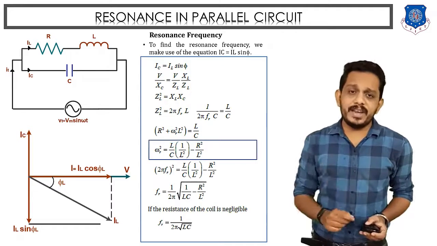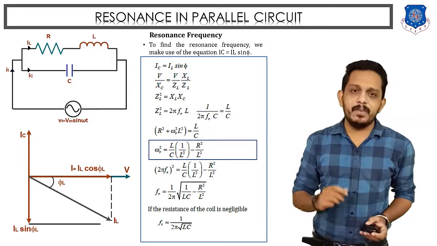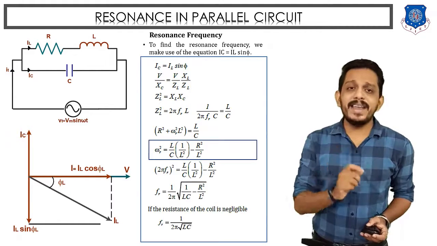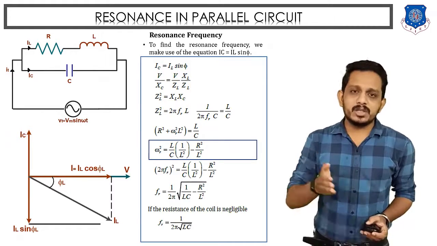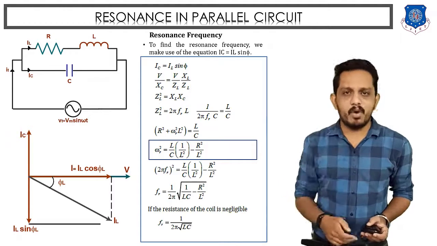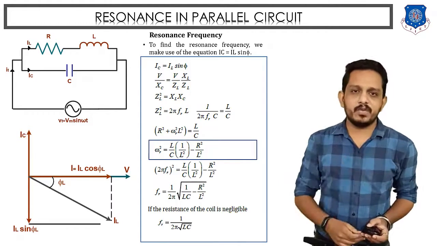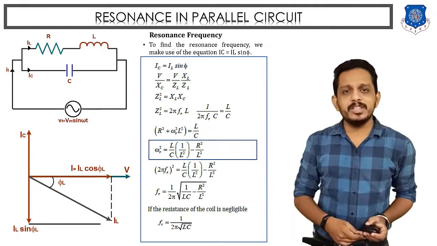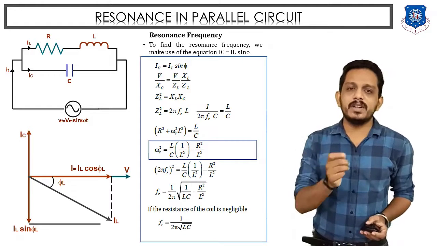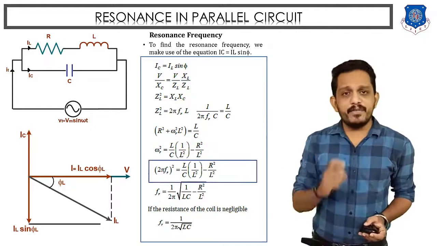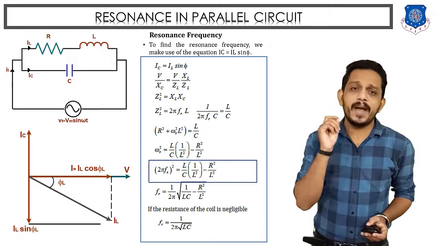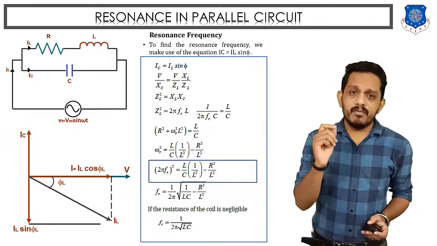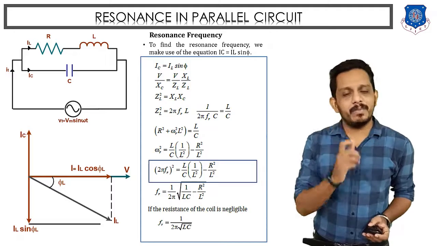And if we take this L square to the RHS, then omega square is equal to 1 upon L square into L by C minus R square by L square. So this L will be cancelled out and it will be 1 upon LC minus R square by L square. So now we have omega square. Now if you want to find the value of the resonance frequency, then you have to put omega equal to 2 pi F in this equation. So 2 pi F square is equal to 1 upon LC minus R square by L square.